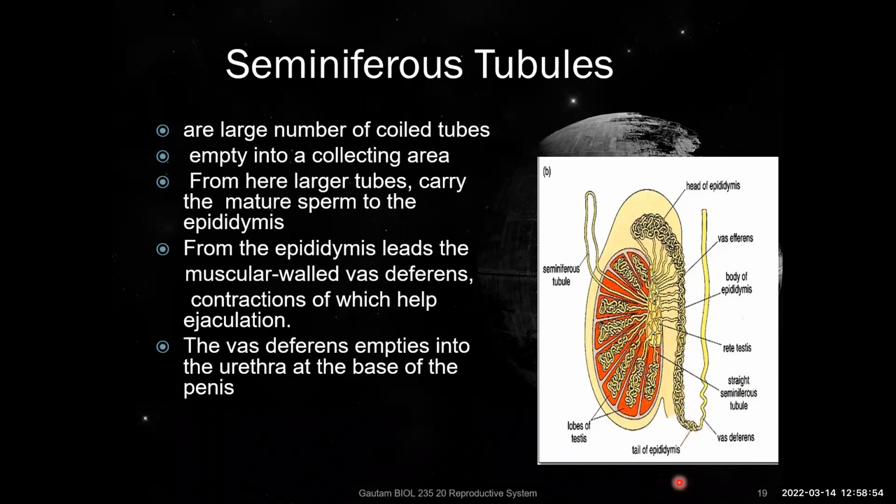The tail of the epididymis is from where the sperm are going to leave the testes. The head of the epididymis is where sperm cells are stored. Okay, so the epididymis is then going to lead to a smooth muscle walled tubule called the vas deferens.